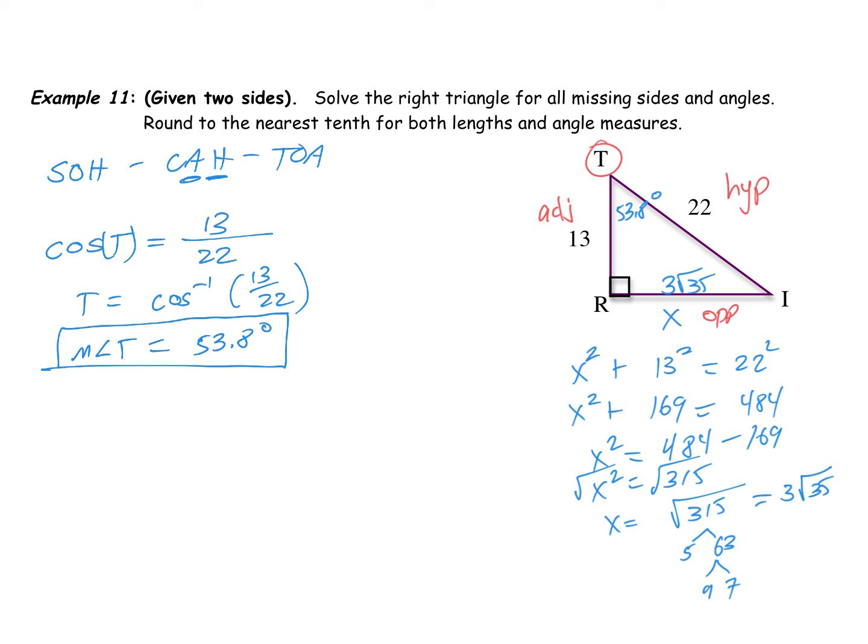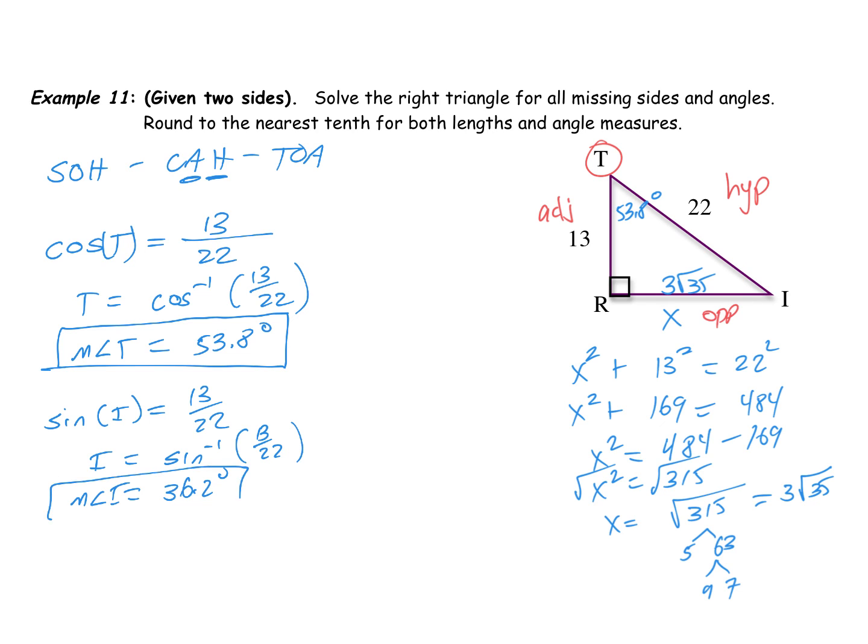To find the measure of angle I, you could use a trig ratio. You'd probably use sine. So sine of angle I is equal to 13/22. And then to determine what I is, take the inverse sine. So I is equal to sine inverse of 13/22, and that turns out to be 36.2 degrees.